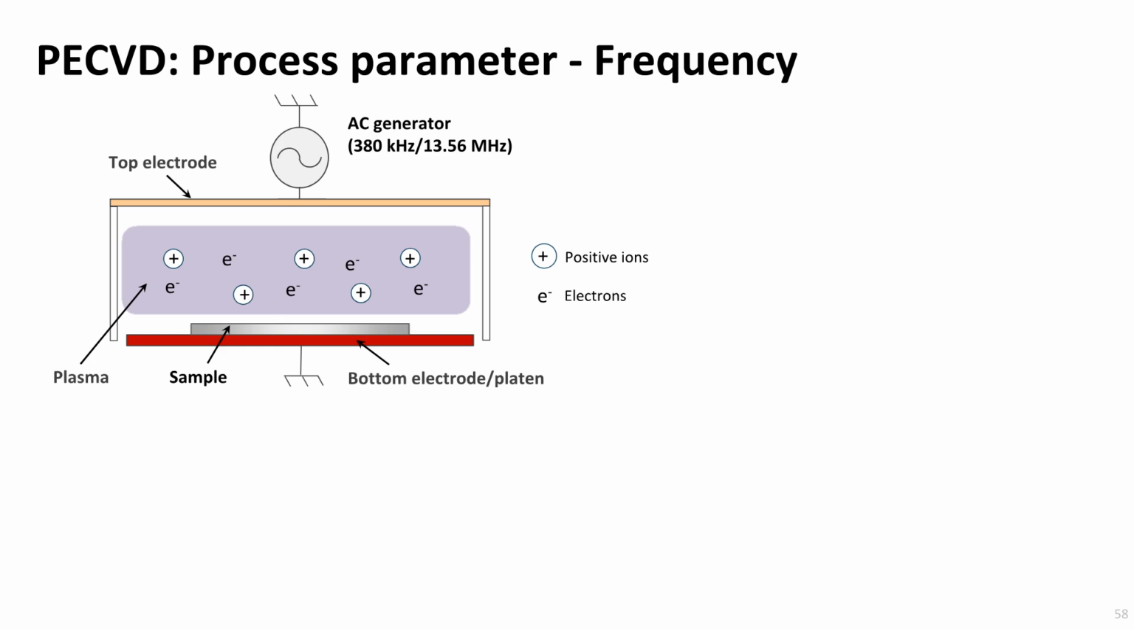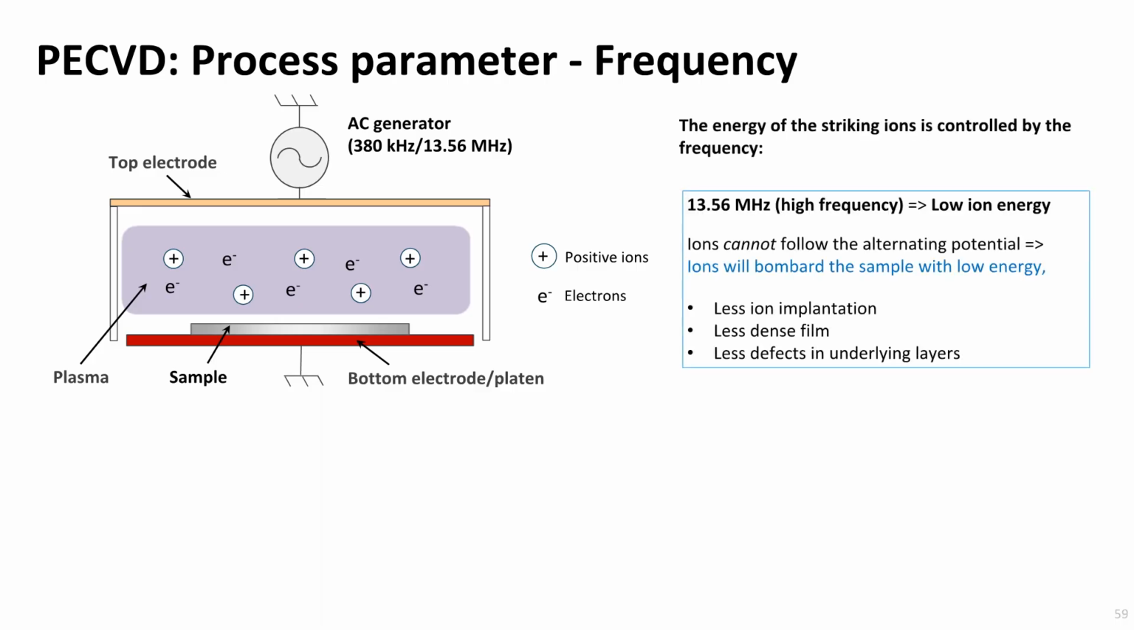So, how does the frequency affect the deposition? At 13.56 MHz, the switching of the polarity of the electrode is too fast for the ions to follow, as they are too heavy. They cannot bombard the sample with significant energy, so the ion bombardment energy is low. It is, however, not zero, since the plasma potential will have a small positive value due to electrons leaving the plasma. This small difference is enough to accelerate positive ions towards the ground bottom electrode. There will be less ion implantation into the film and therefore less damage of underlying layers.